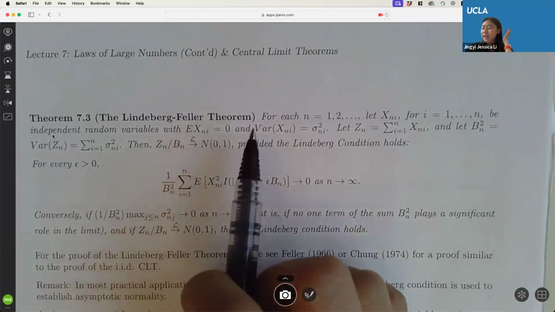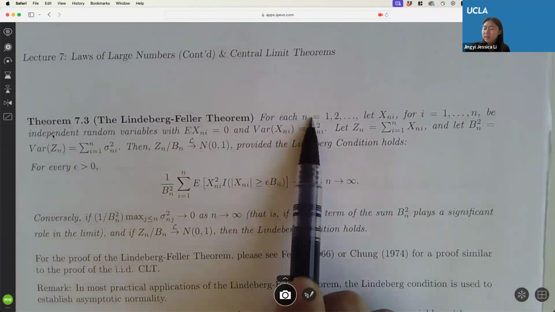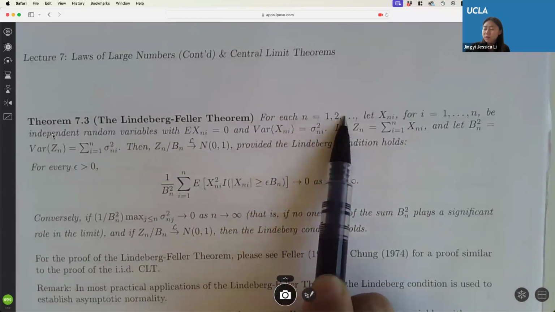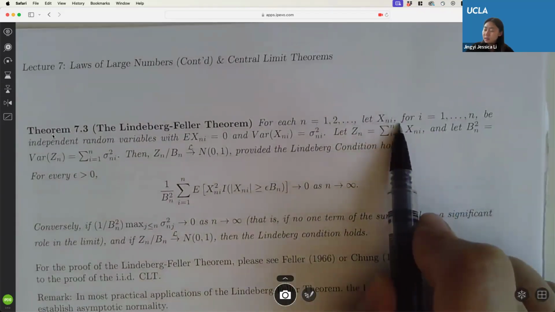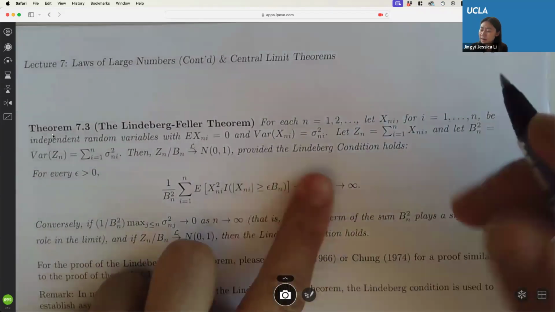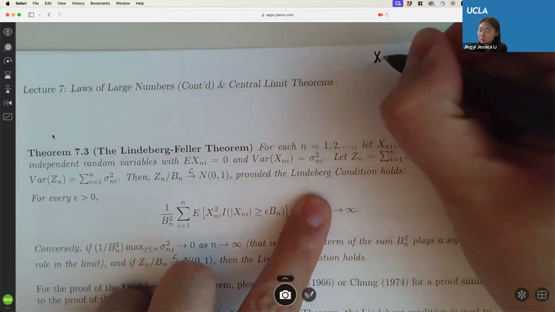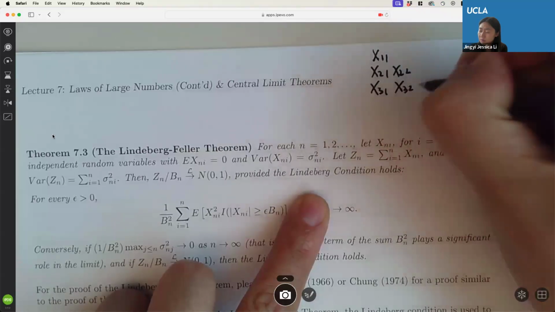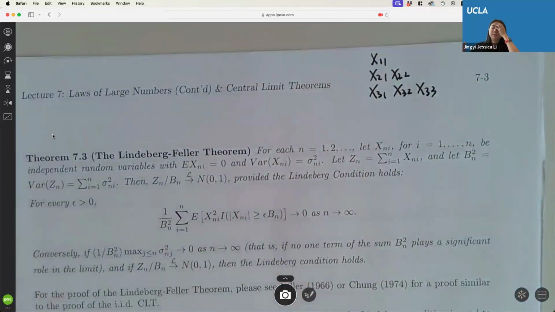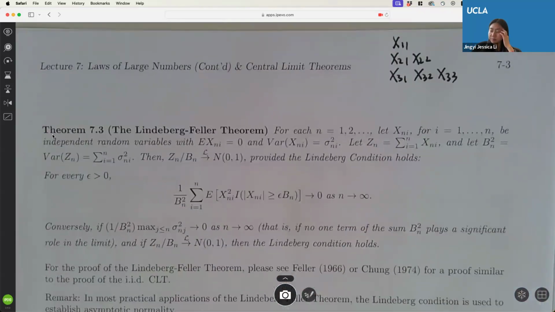Essentially, as I said, now we consider the row n = 1, 2, and so on, the row to grow. And within the row, we have x_ni, i from 1 to n. So that is what we just saw, right? We have x11, x21, x22, x31, x32, x33. I think you will have more intuition after we show you some examples of the application of Lindeberg-Feller theorem. But for now, let's just bear with me to look at this statement of the theorem, and I'll try to explain what it means.